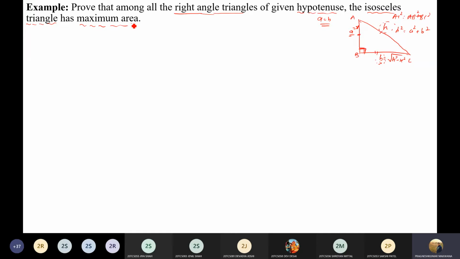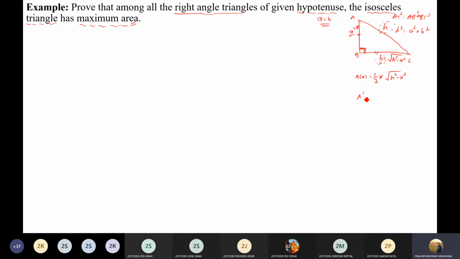So we need to find an area. So what is the area of a right angle triangle? Half base into height, half into AB into BC. So here you can write down 1/2 into A. So A is x and B is under root h square minus x square.